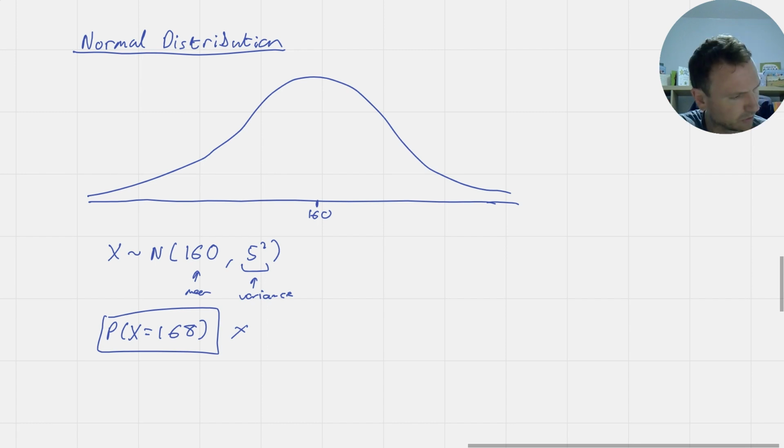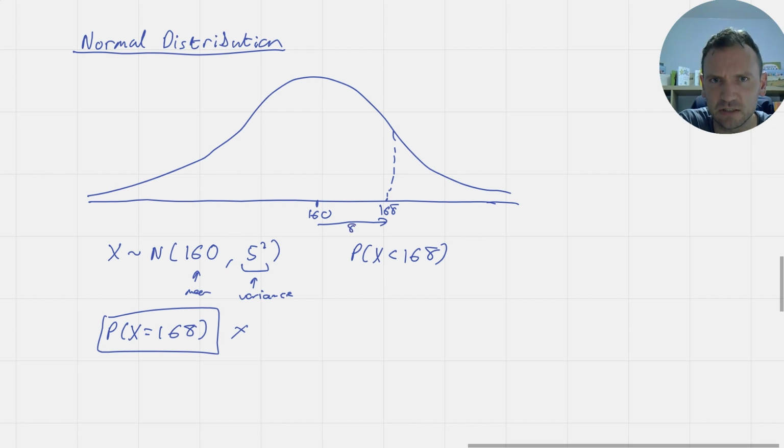So a different question that we can certainly ask is what's the probability that the height is less than 168 centimeters? So here we're saying we've got some point, 168, what's the probability we're to the left of that? The beauty of the normal distribution is that all that matters is how many standard deviations above the mean we are. So if we look here, we're going 8 above the mean. Well, our standard deviation was 5, so we're 8 divided by 5, or 1.6 standard deviations above the mean.